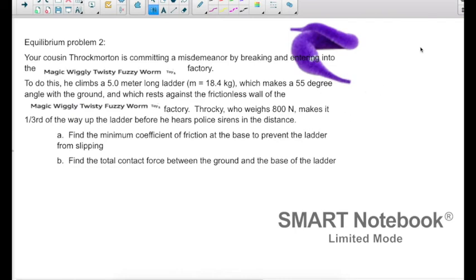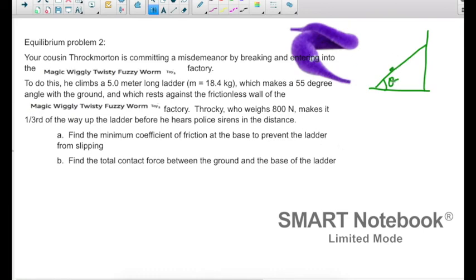To do this, he's going to climb a ladder. We know that the ladder is 5 meters long, and it's making this angle theta of 55 degrees with the ground. And it's resting against the frictionless wall of the Magic Wiggly Twisty Fuzzy Worm Toy factory. Throcky, who weighs 800 newtons, makes it 1/3 of the way up the ladder before he hears, oh no, police sirens in the distance. So he's like right here.